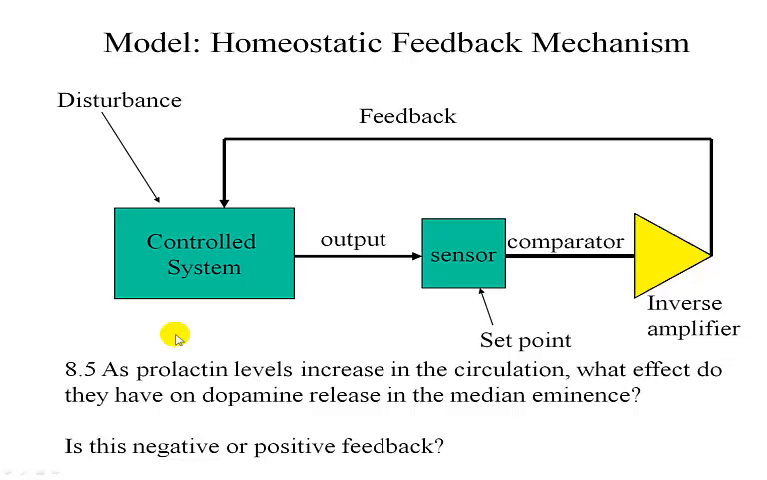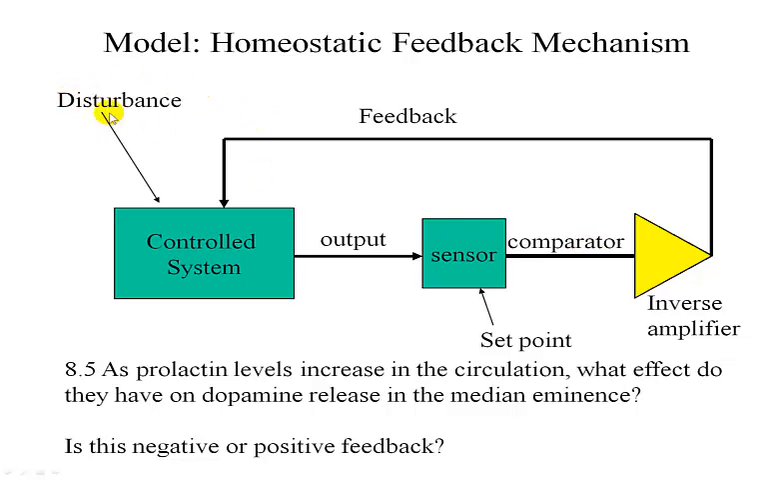This makes us ask questions about the model for homeostatic feedback mechanisms. And in this case, I challenge you to determine whether this is a negative or positive feedback. So think of it, we have a disturbance, a change in the level of a hormone, a controlled system that has an output. This is stimulus, this is release. Okay. Then we have a sensor that has a certain set point with a comparator. Did we go above the set point or below the set point?